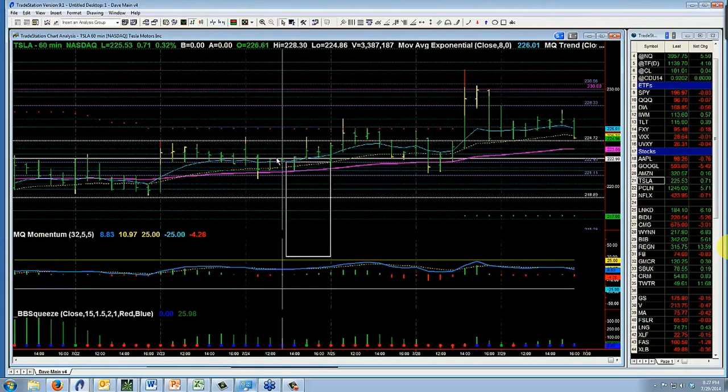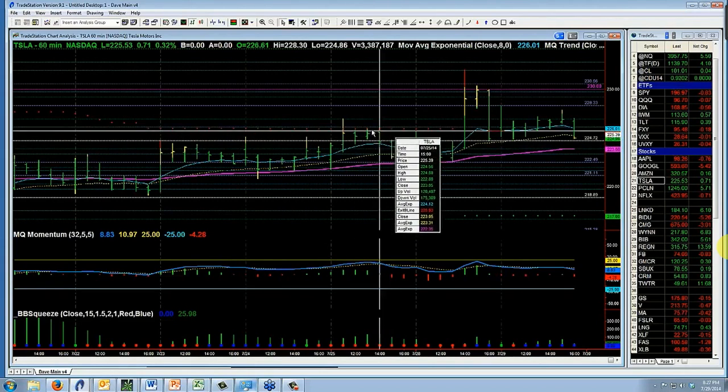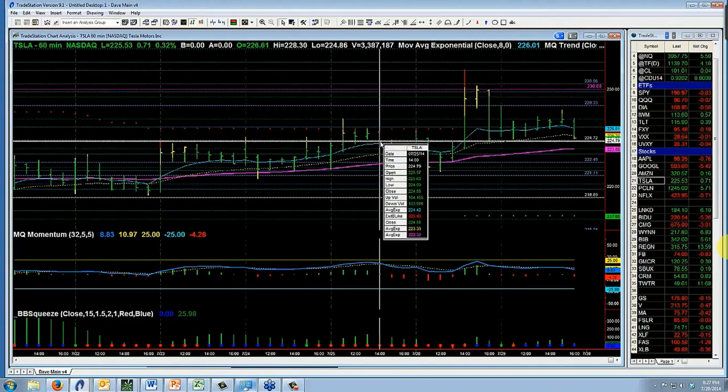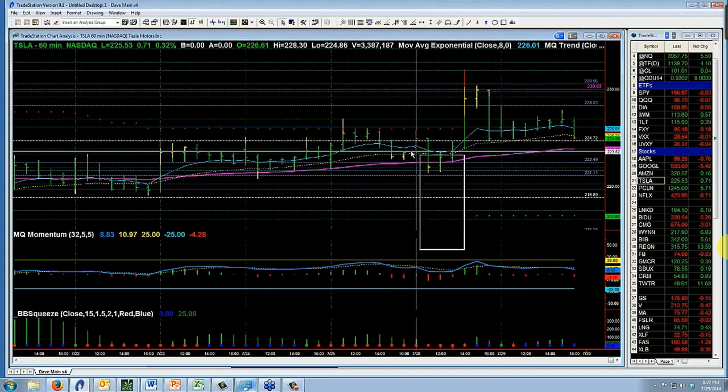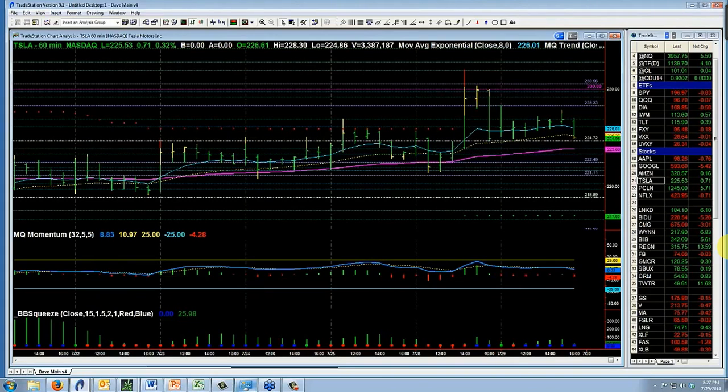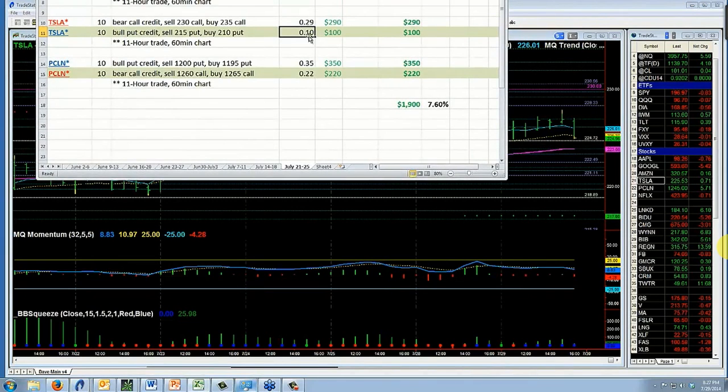See what happened at the end of the day on Friday? It actually moved a little bit towards my short strike. But because we only had 2 hours left, I was sitting very close to max profit by 3 o'clock on Friday. It's only $100. Okay? And last but not least, Priceline.